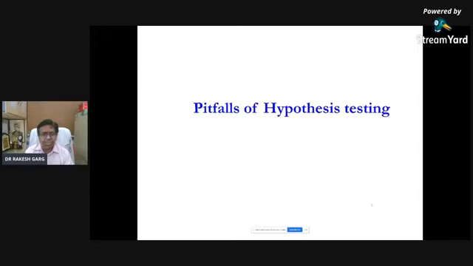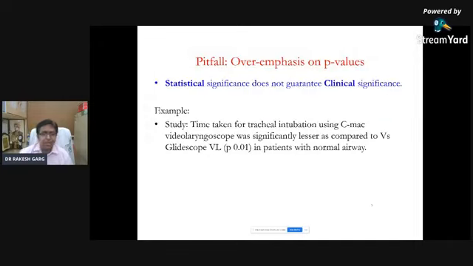Now coming to the last couple of slides, when we say the analysis, sometimes we are so excited to exaggerate our analysis by using multiple testing or using different tools, and that creates an issue. Now remember, whatever the p-value is, statistical significance does not guarantee clinical significance, right? So even if you get a p-value of 0.01, it does not always guarantee that a clinically relevant difference is also there. For example, let's see this example. Time taken for tracheal intubation using CMAC VL was significantly lesser.